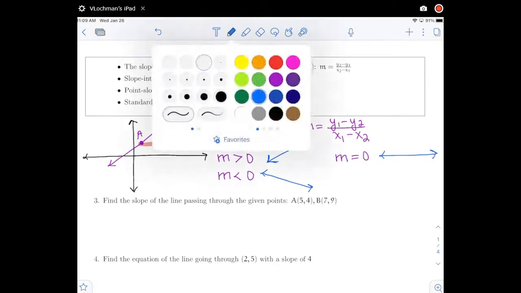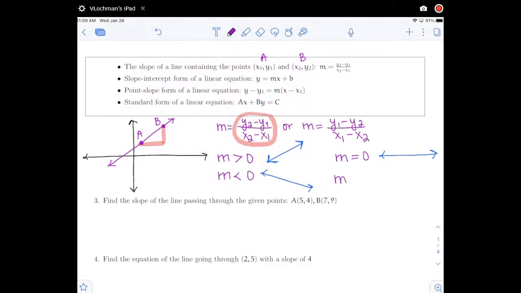And one other extreme, m is undefined. This concept might take you some time to really wrap your head around. What does that mean? It doesn't exist. When you have a vertical line, you can think about what is the change happening here? As you move to the right, well, you don't even need to move to the right. The change is an up and down. So there is no way to define the change here because we have a vertical line.